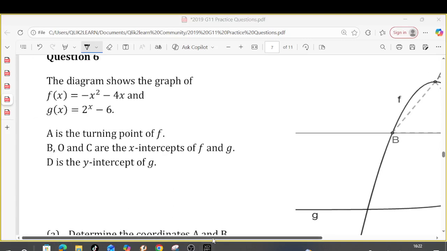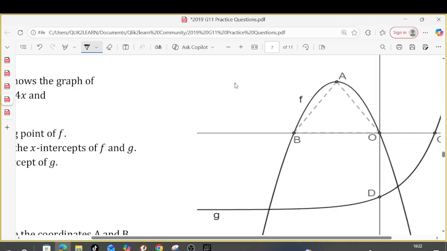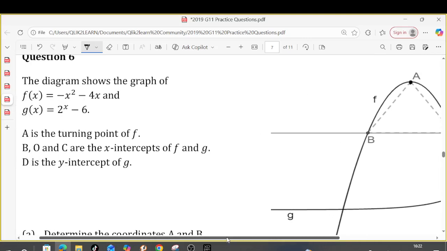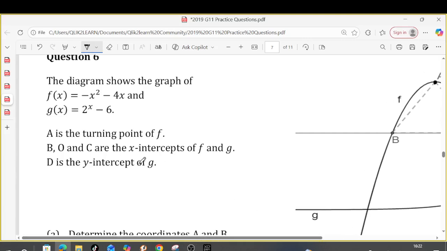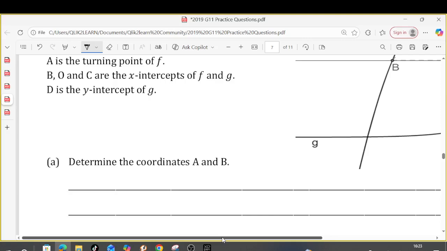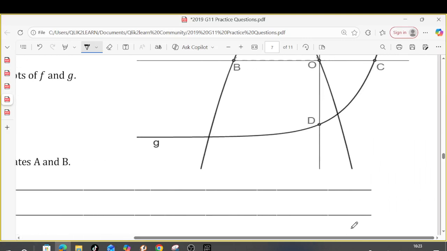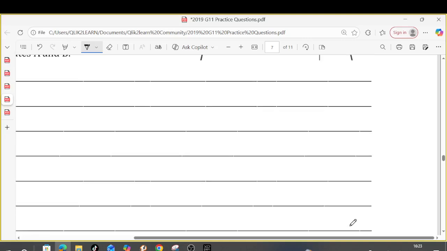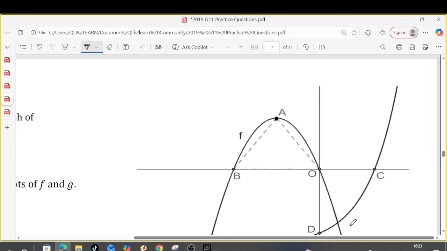A is the turning point of f. We can see they say A is the turning point. Keep that in mind. We're going to use it somewhere. And then B, O, C are the x-intercepts of f and g. D is the y-intercept. First question, determine the coordinates of A and B, for 5 marks. Wow. They want us to find the coordinates of A and B.